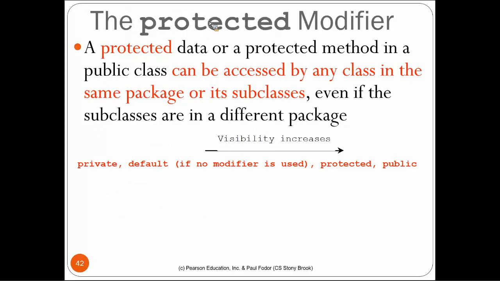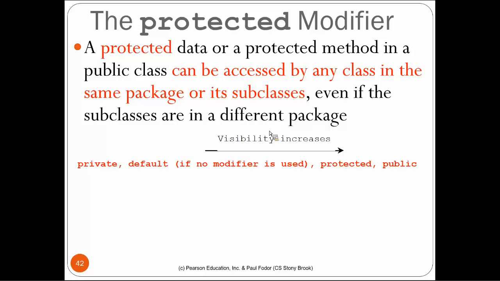Now, a few more topics about inheritance and polymorphism. First, one of the data fields that we saw at the beginning in the class GeometricObject was protected. A protected data field or a protected method in a public class means that it can be accessed by any class in the same package or its subclasses, even if the subclasses are in different packages.